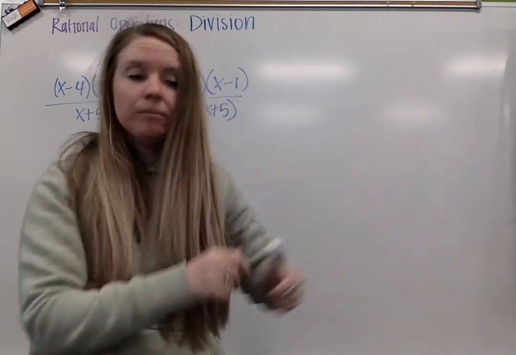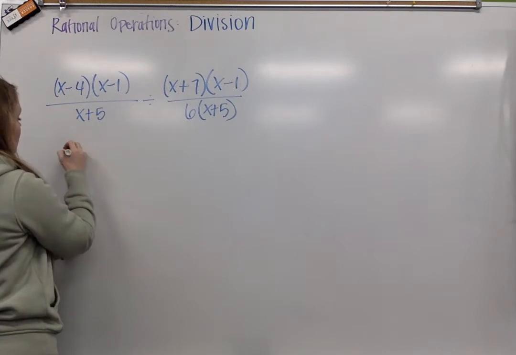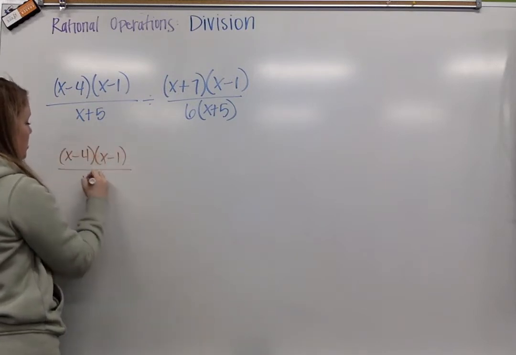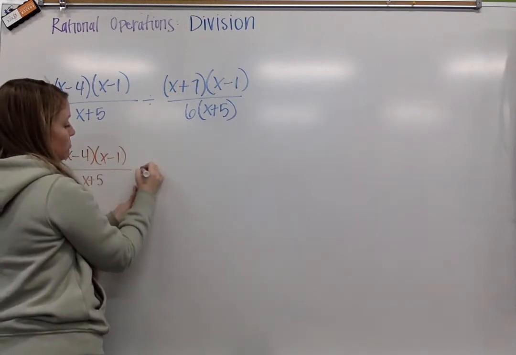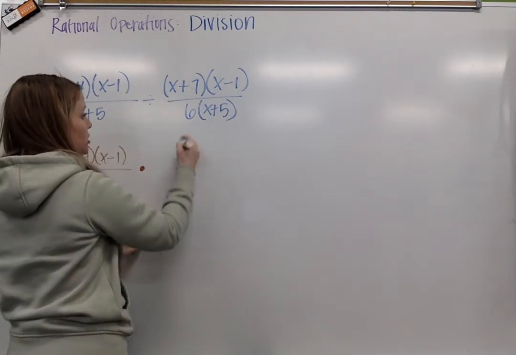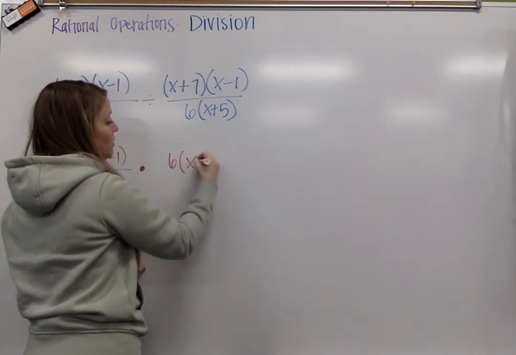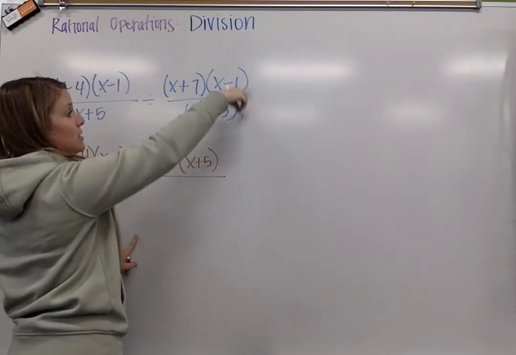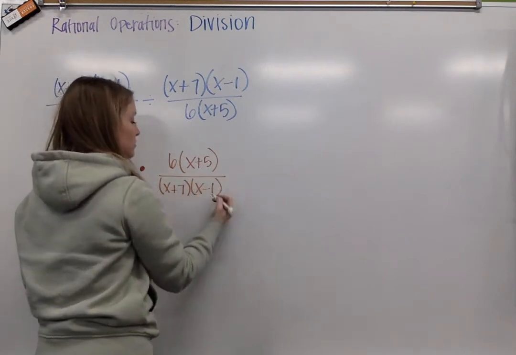Copy, dot, flop. So I'm going to take the first fraction and I'm just going to copy it. Nothing changes here. Now I'm going to change my division to multiplication. And then I'm going to use the reciprocal of this fraction. So 6 times x plus 5 is in the denominator. It is now in the numerator. My x plus 7 times x minus 1 is in the numerator. It is now in the denominator.